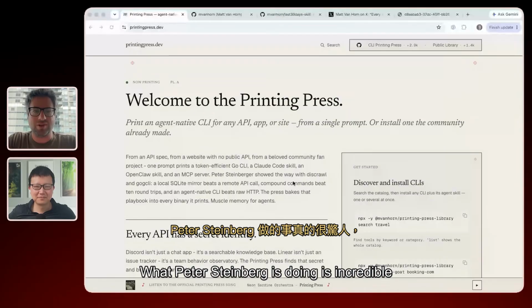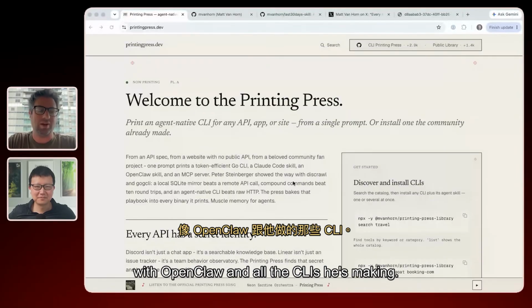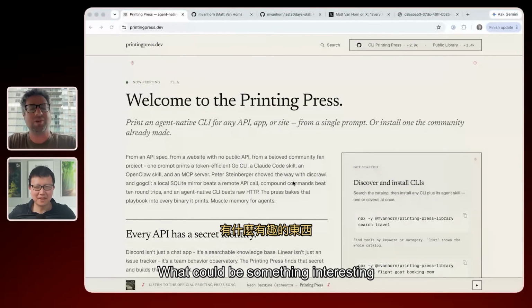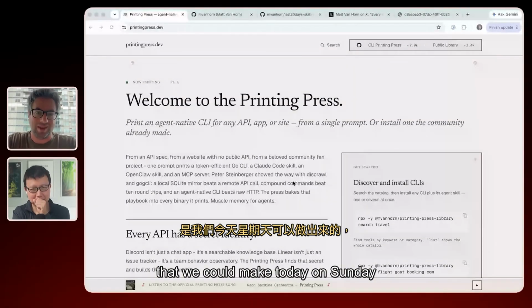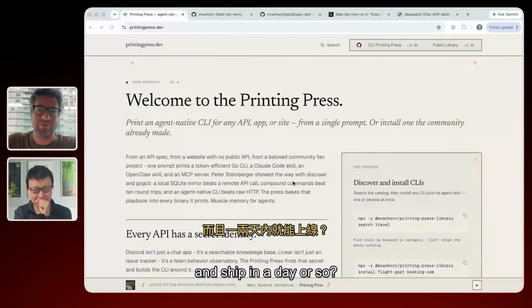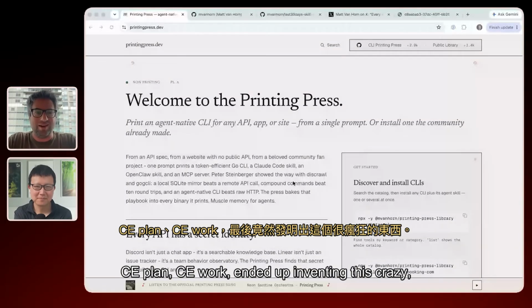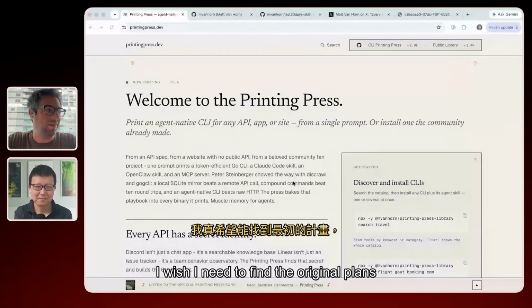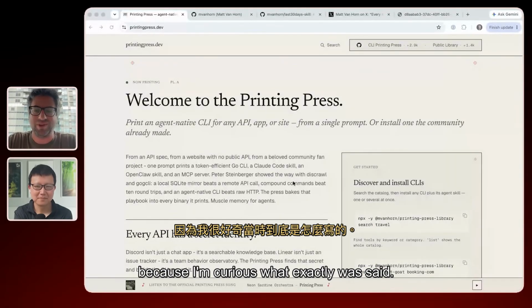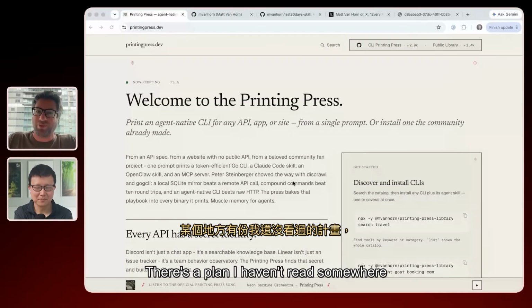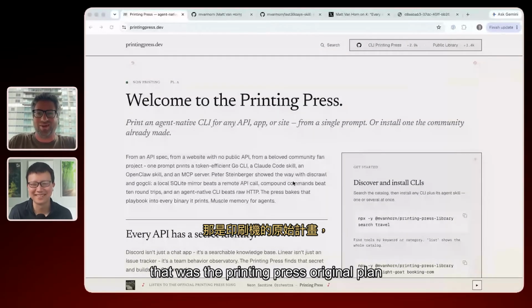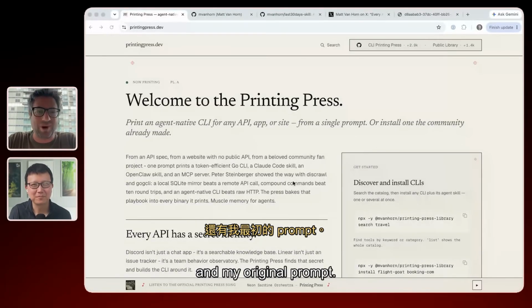Like what Peter Steinberger is doing is incredible with OpenClaw and all the CLIs he's making. What could be something interesting that we could make today on Sunday and ship in a day or so? And somehow that jamming back and forth, CE plan, CE work, ended up inventing this. I need to find the original plans because I'm curious what exactly was said. This is all a memory, but it's all written down somewhere. There's a plan I haven't read that was the printing press original plan and my original prompt.